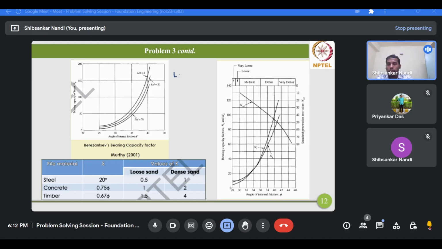Now, what is the L by D ratio for this problem? So this is 20 by 0.4. So that means 50. And this is 37. So this is 35, this is 40. So something in between, this 37.5. And L by D 50. So 5, 20, 70. So in between 20 and 70. So something here. Okay.